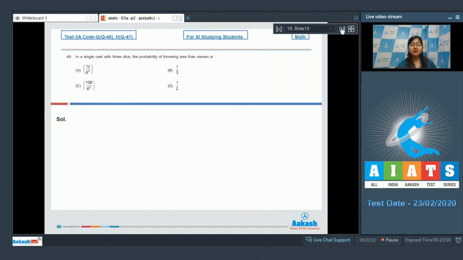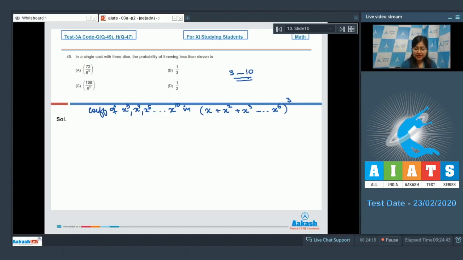Next is question number 49, which says in a single cast with 3 dice, the probability of throwing less than 11 is. See, to solve this question, we will find the coefficient of x cube, x^4, x^5 and so on up to the coefficient of x raised to the power 10 in (x plus x square plus x cube and so on up to x raised to the power 6) whole raised to the power 3. Why have we taken it? When we throw 3 dice, the minimum sum that will be obtained is 3, getting 1 on all 3 dice, right? And the maximum that we want is 10. We want from 3 to 10.